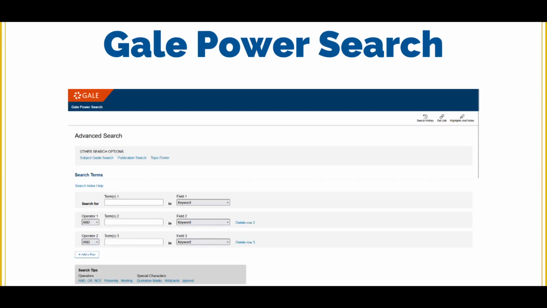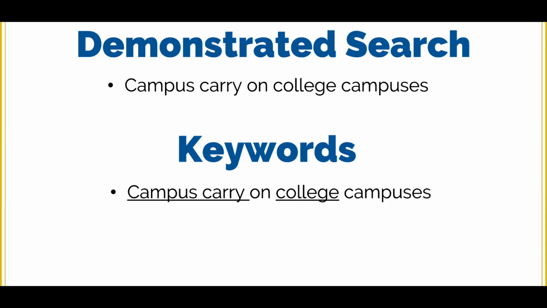Gale Power Search is a multidisciplinary database. That means it's one of our general databases, and it's good to search for a wide variety of topics in multiple different disciplines. Let's do a demonstrated search with the topic Campus Carry on College Campuses.